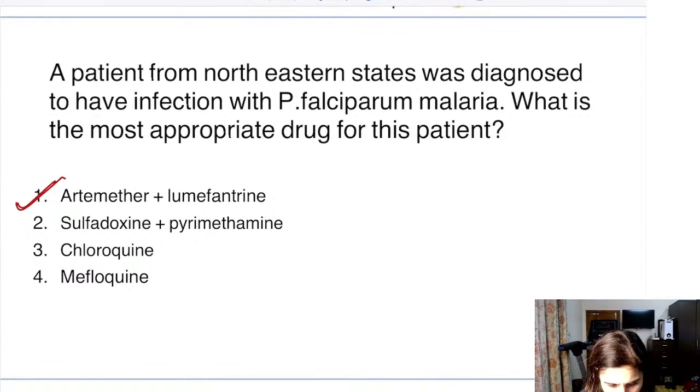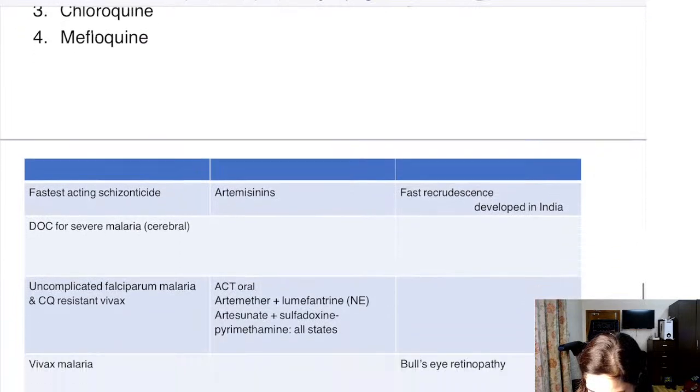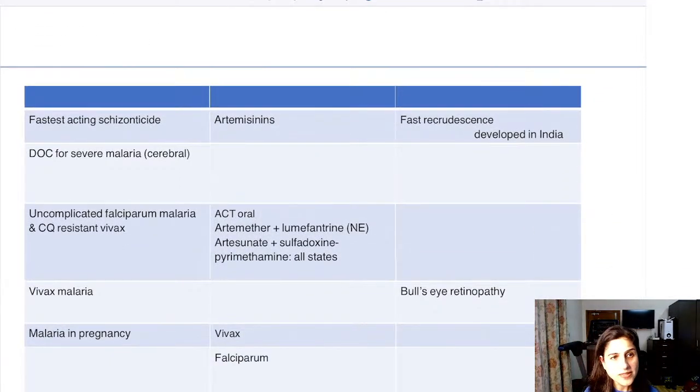So let's get on with the important points in the anti-malarials. What important things should be known in this? Now which one is the fastest acting schizonticide?